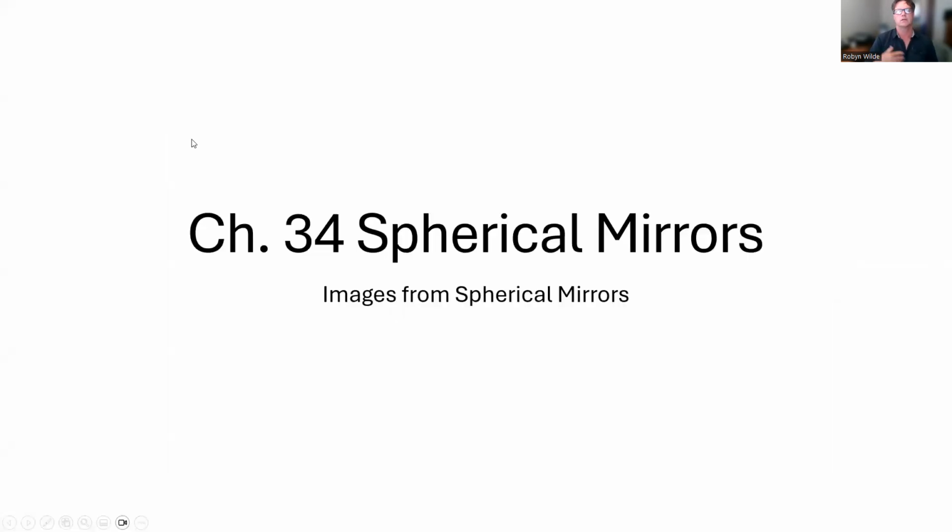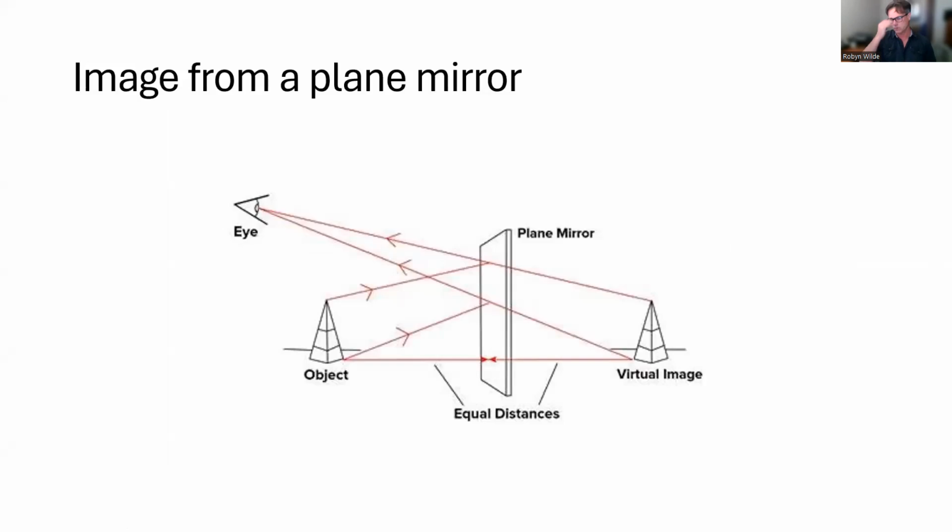So when we look at mirrors, we're going to spend a lot of time on spherical mirrors. But before we get to the spherical mirrors, let's talk about a plane mirror. A plane mirror is just a flat mirror like you have in your bathroom, for example. The idea here is that when we look into the mirror, our eye is back here, and we're going to see the rays that have reflected off of the mirror from the object down here.